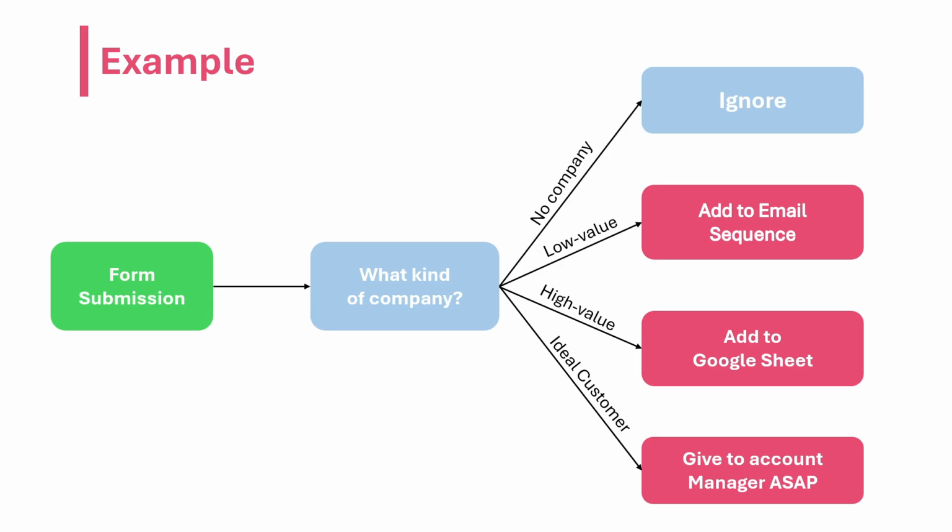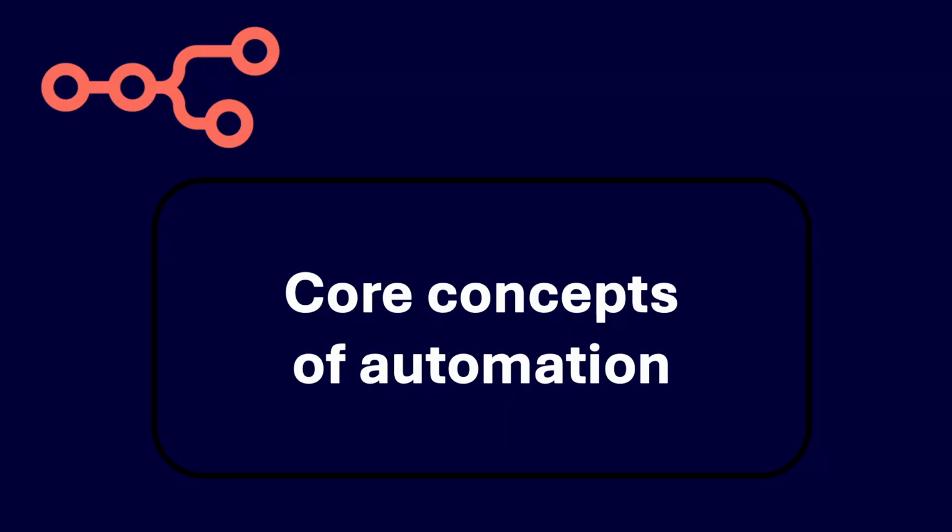So generally, the form submission is our trigger. Low value, high value, ideal customer. This flow chart is our filter of the data, and then we generate certain outcomes. These are our actions, and we are also going to discuss their terminology later on. Now we will see some core concepts of automation.